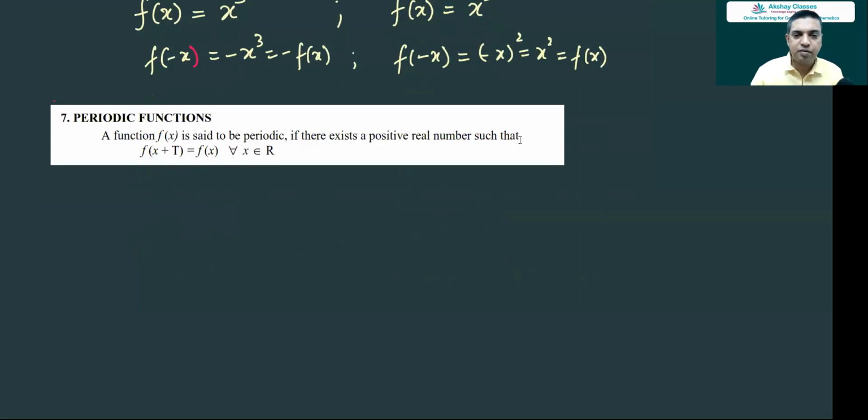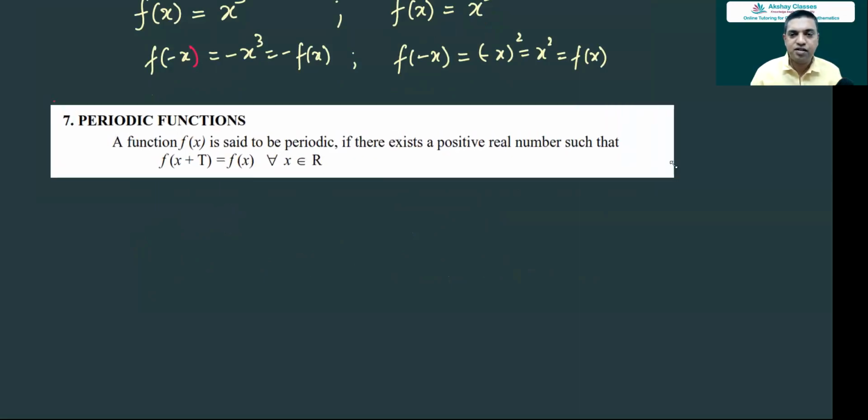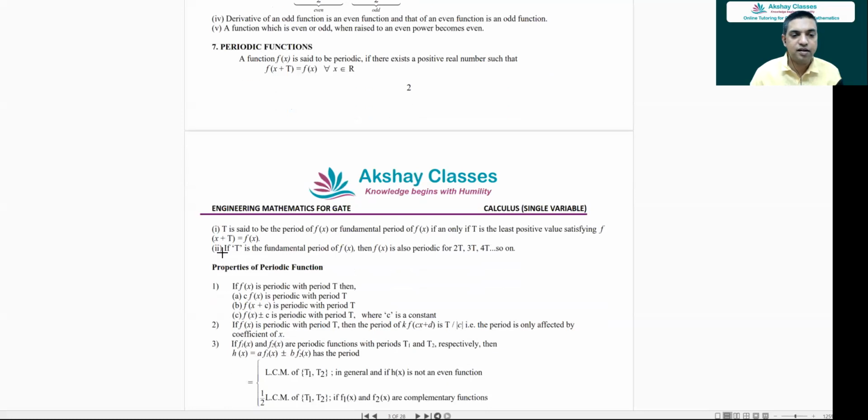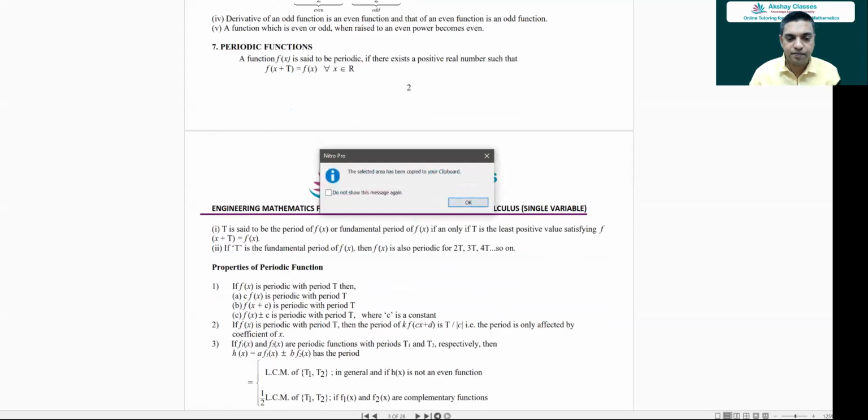So this pretty much is the first class about functions. Tomorrow's class will be on limits. But I'll try to give you a brief of this.